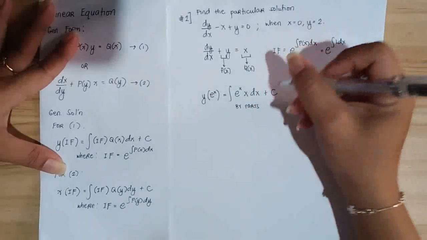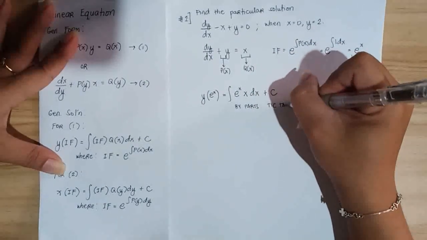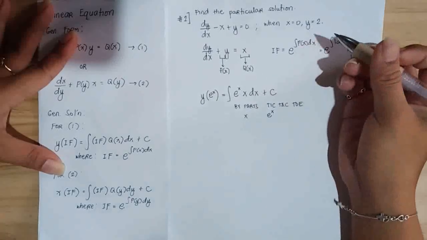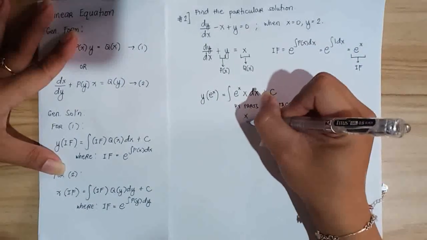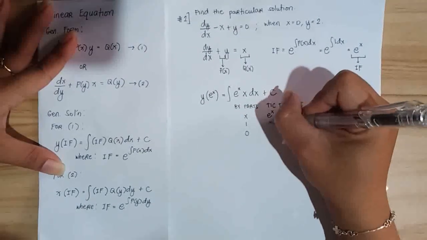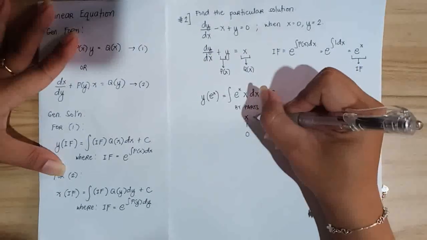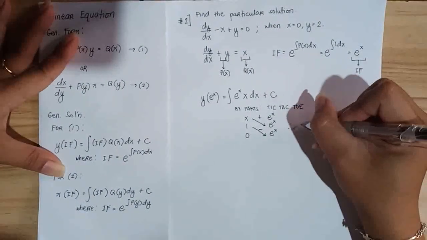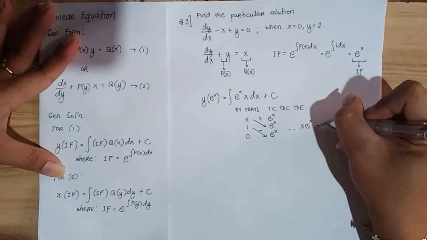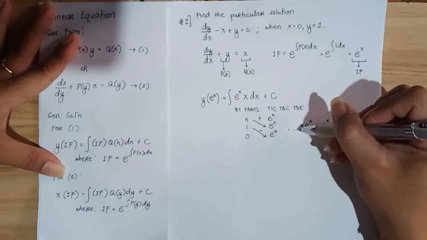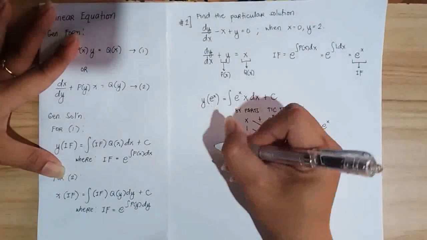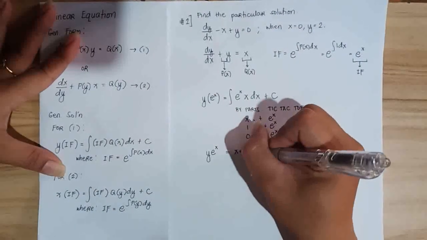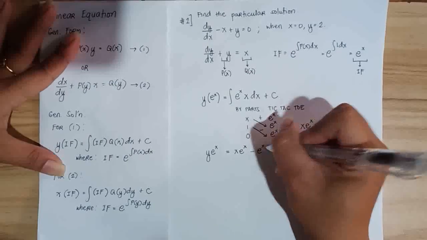But if you will notice, you may use the method of tic-tac-toe. In that case, you will now have x and e raised to x. So, differentiating this part, this will be 1 and 0. Then integrating this part, you will now have e raised to x and another e raised to x. Tapos, getting the diagonal with alternating sign, which is plus and minus, you will now have x multiplied by e raised to x minus e raised to x. So this part is equivalent to x e raised to x minus e raised to x. So your equation now is y e raised to x equals x e raised to x minus e raised to x plus c.